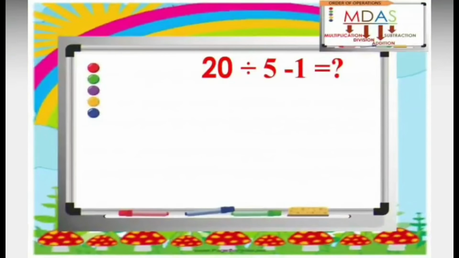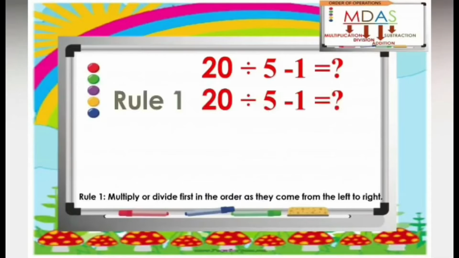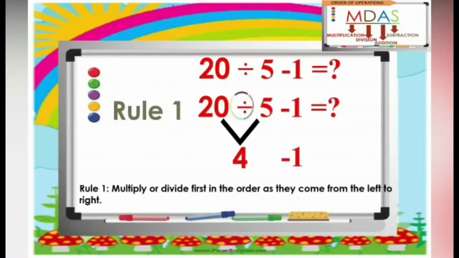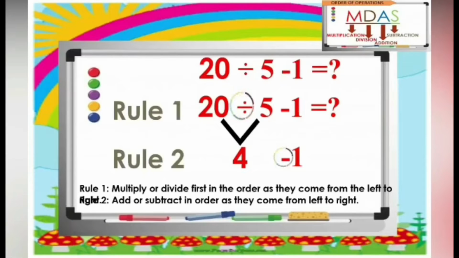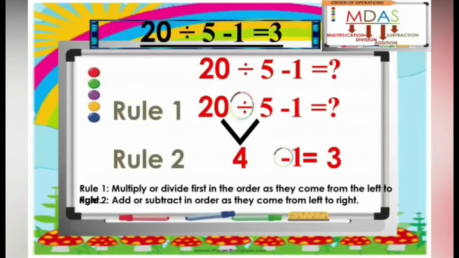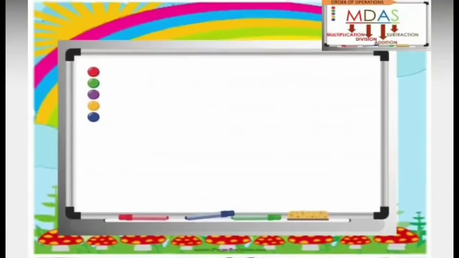So next, we have 20 divided by 5 minus 1. Following the MDAS rule, for rule number 1, multiply or divide first in the order as they come from left to right. So we have division. 20 divided by 5 equals 4. Then bring down the remaining digit and operation. For rule 2, we have add or subtract in order as they come from left to right. So 4 minus 1 equals 3. Therefore, 20 divided by 5 minus 1 equals 3.